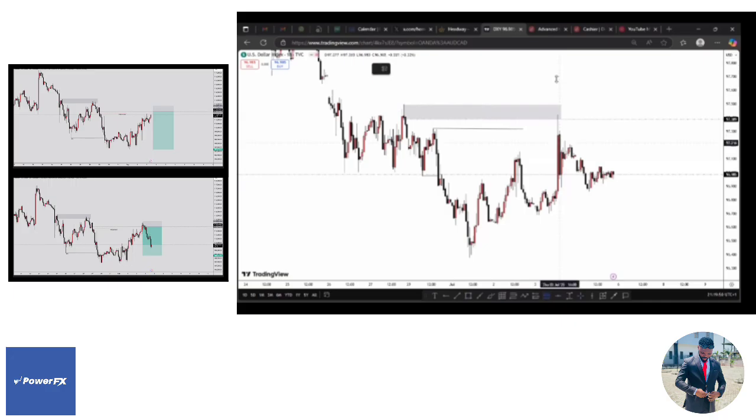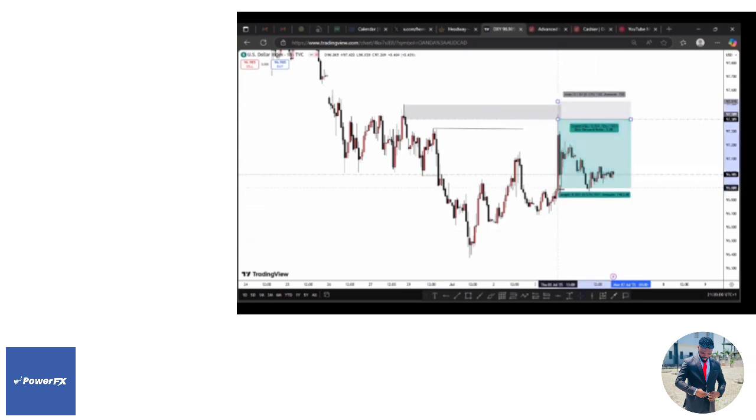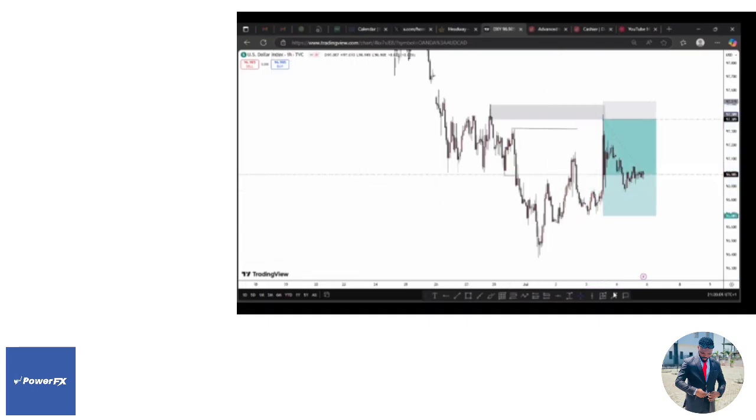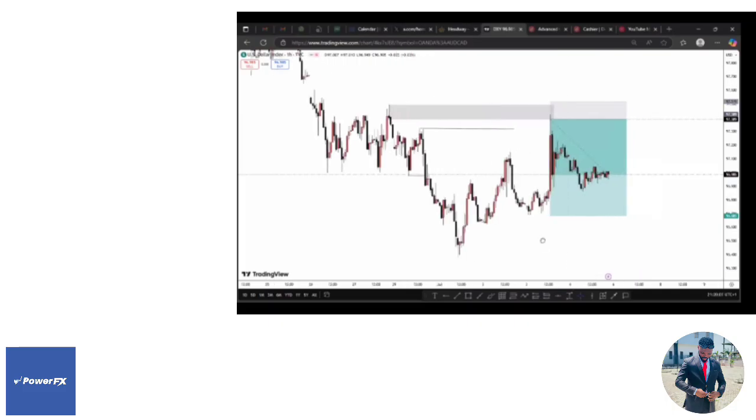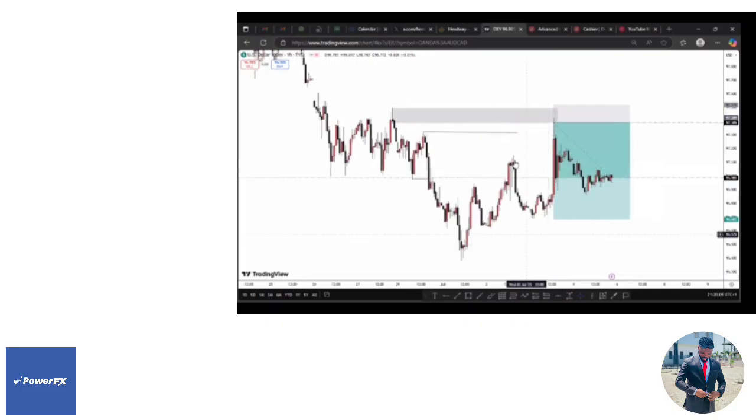I sell from this particular area, with stop loss above the structure, a little bit above that liquidity. First take profit all the way to the low, second take profit further down. So you guys could see how easy it was for me to make good analysis on the same time frame and get good trades.